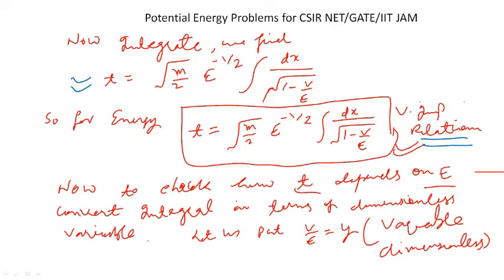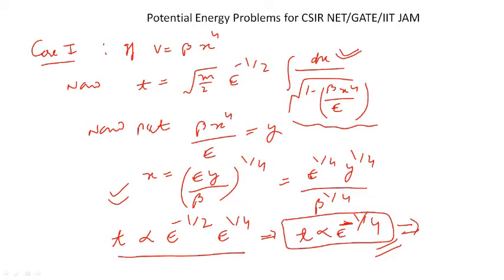Now we will check how the time period depends on energy and amplitude. First we will find how time depends on energy. Let us put V/E equal to y. It will be a variable and dimensionless because V is potential energy and E is energy, so it will be a variable but dimensionless. Both V and E have the same dimension. Now we will take the first case.